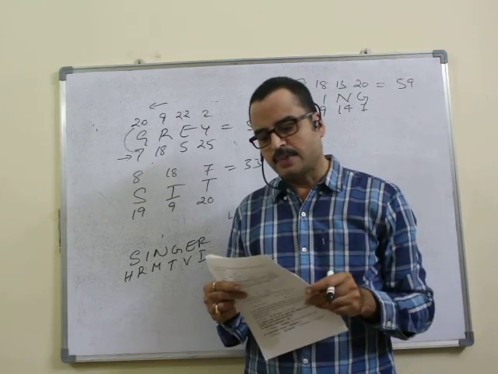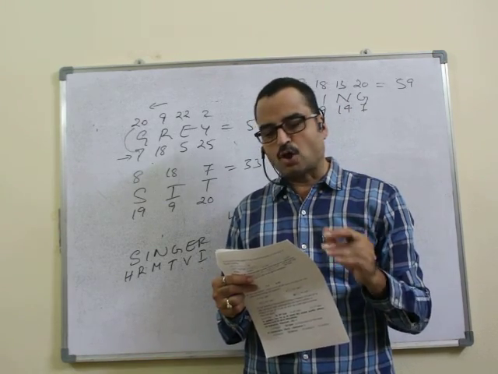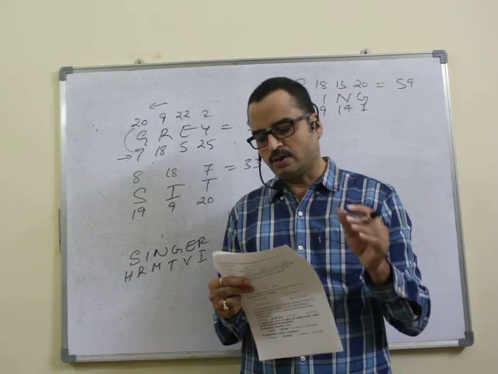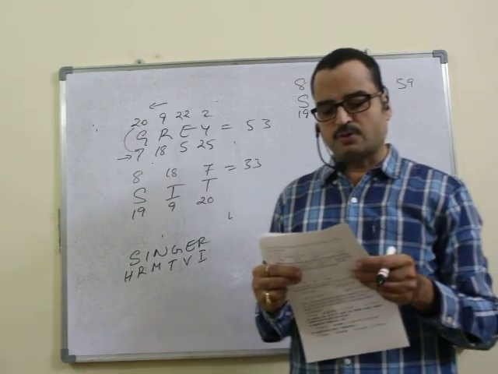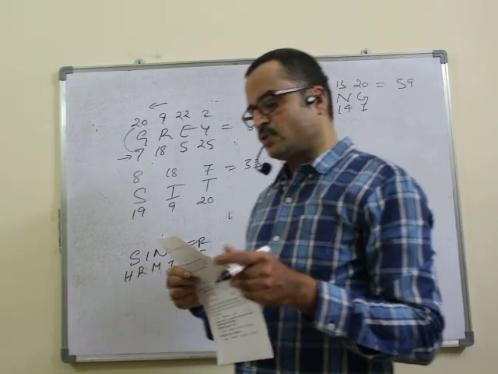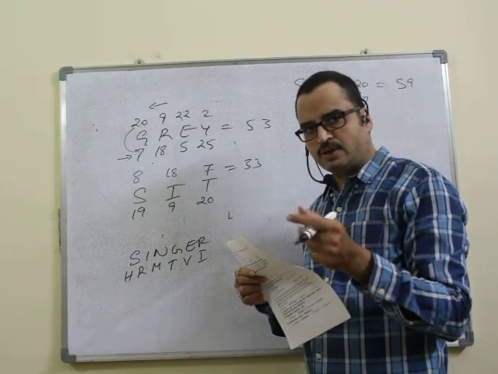Ninth question. The number of letters missed is not uniform. Okay, is not uniform. Which of the following series observes the rule? Observes the rule. So where it is not uniform, that is our answer.